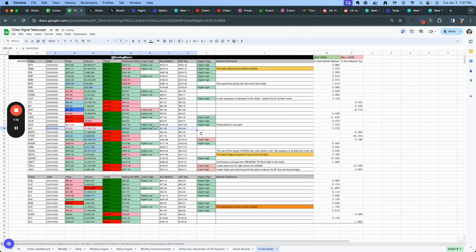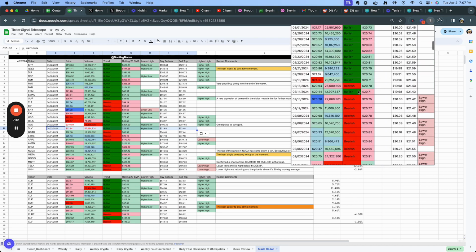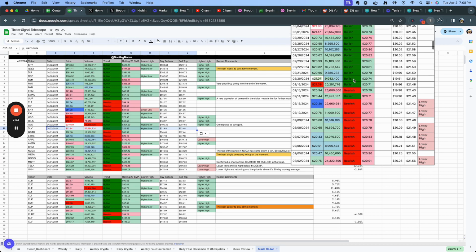Oh, it is amazing to see what has been going on in silver, isn't it? Silver's having themselves a run. And if I just look at what's been going on, silver's been incredibly bullish since the middle of February, right? It essentially flipped bullish on the 20th when it was at $21.